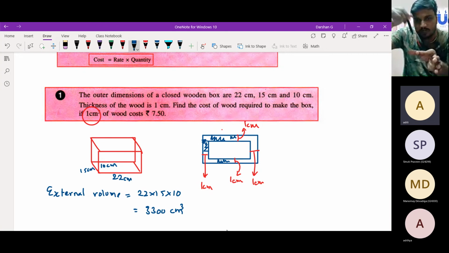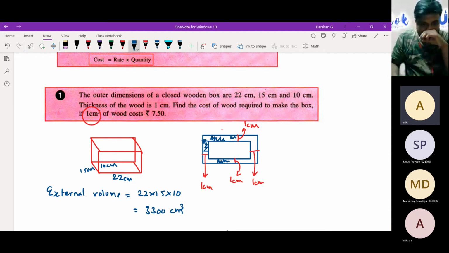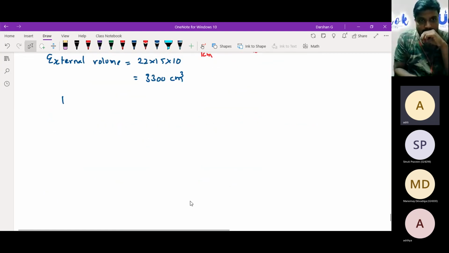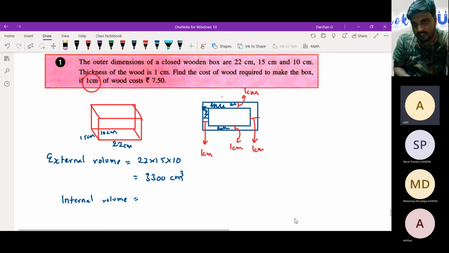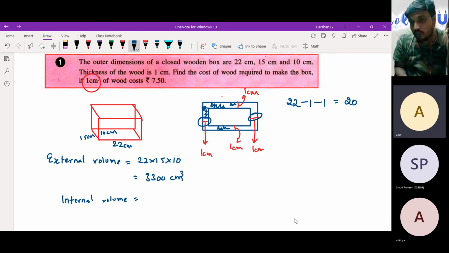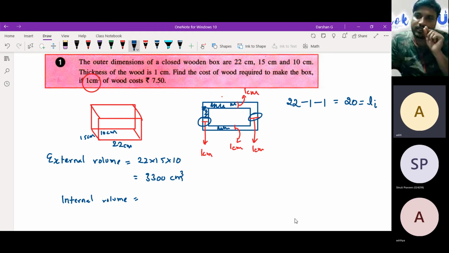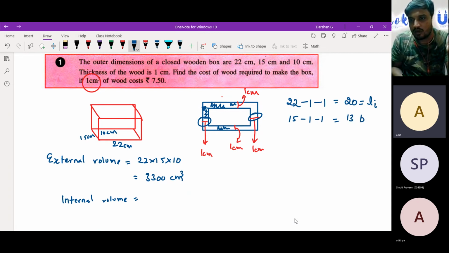Now, as I was telling you, the outer volume I have found out. I have to find the inner volume, because I have to pay only for the wood part. So what is the inner volume? Inner volume is very tricky if you think in that sense. But they have given you this 1 centimeter thing, right? So if it is 22 centimeter external length, 1 centimeter is gone this side, so minus 1. 1 centimeter the other side, minus 1. So the inner length is 20. Similarly, for that 15, it is 15 minus 1, 13. That is the breadth of the inner volume.